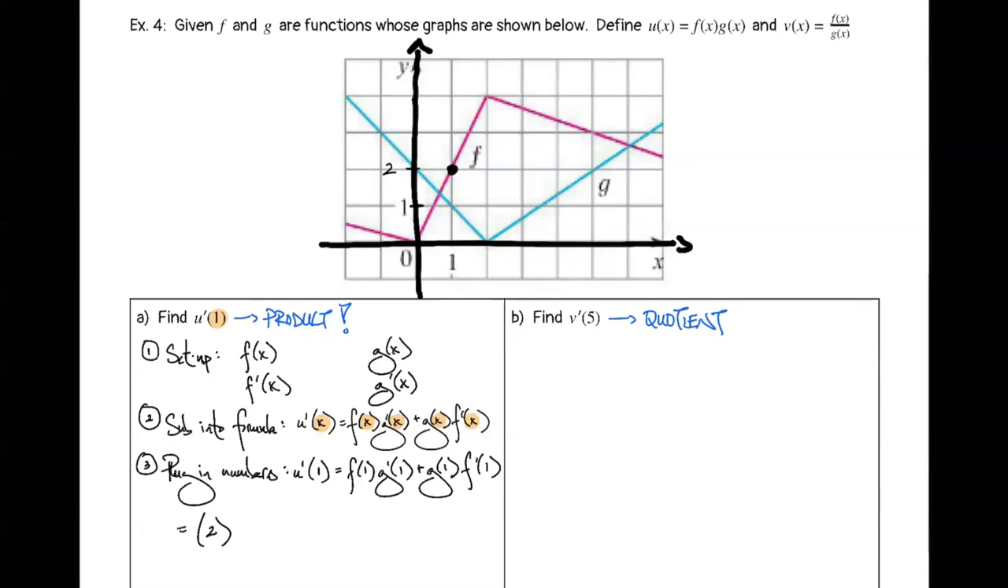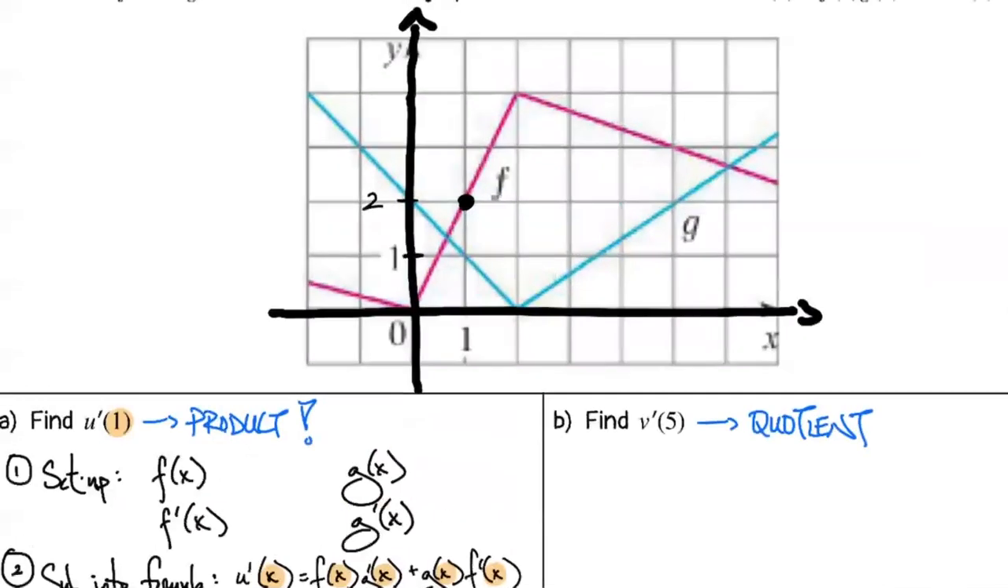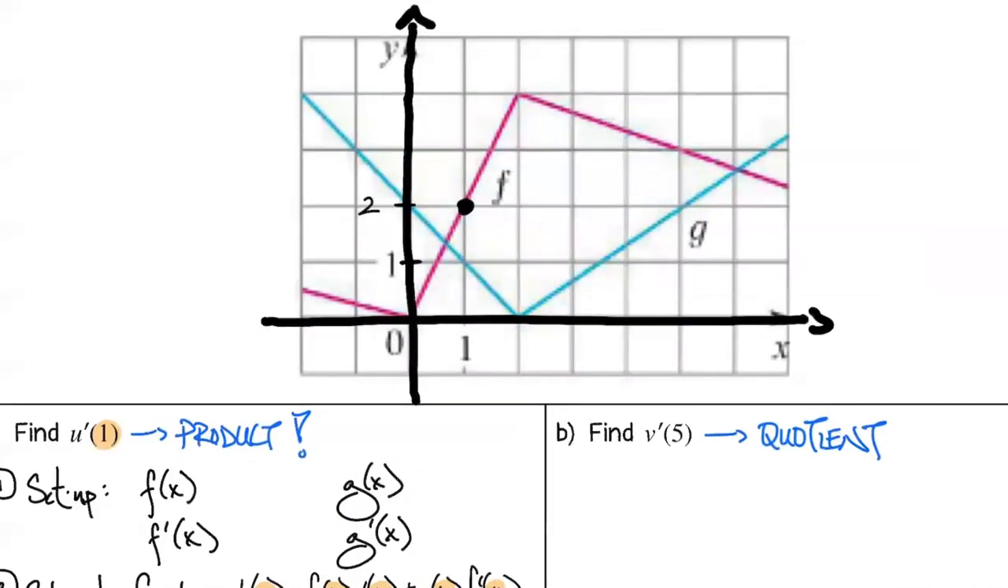This is why we wait to plug in our numbers until the very, very end, because otherwise everything's going to be 0. And unfortunately, life is not that easy. So we're going to go to the g function, and I'm going to zoom in on this g function, which is the blue one. At x equals 1, what is the slope of g of x?